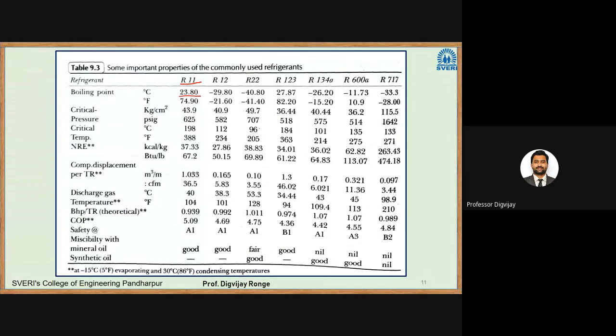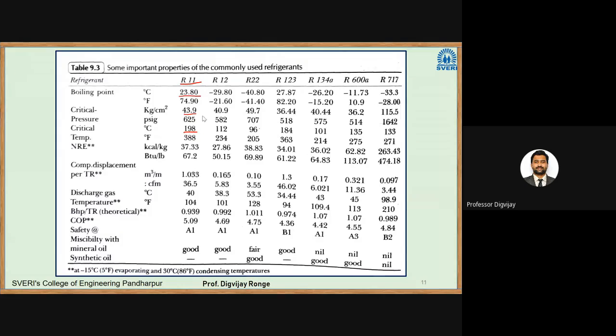We have water, which boils at 100 degrees Celsius, but a refrigerant like R11 boils at a temperature of plus 23.8 degrees Celsius. Its critical pressure is 43.9. Its critical temperature is 198 degrees Celsius. For water, I think the critical temperature is 374, but in the case of the refrigerant, the critical temperature is 198.